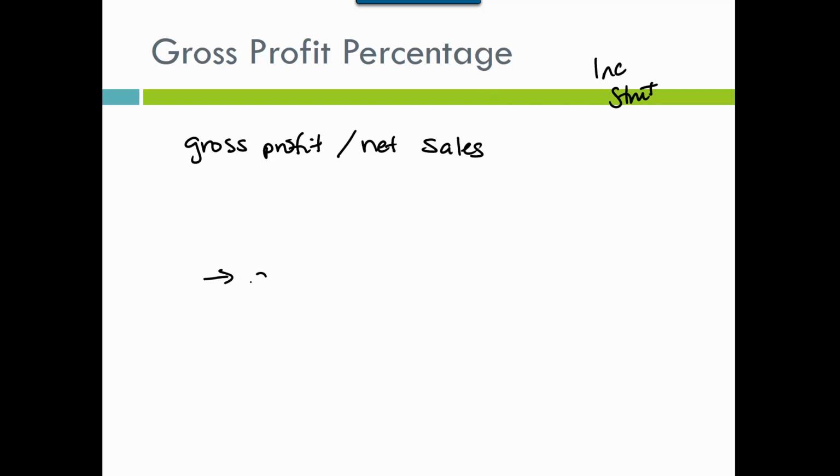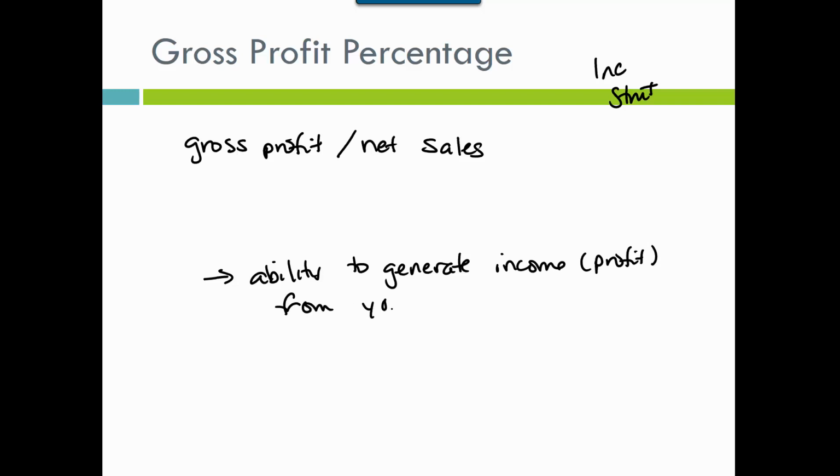What this tells us is it measures the ability to generate income, hopefully profit, from your inventory. It tells us how effectively we are managing our inventory. If you have stuff sitting around for a year before you sell it, you're probably going to have a very low gross profit percentage. And also it measures your markup. It's really how effectively you're managing your inventory, how good your markup is, adequate to your purpose.